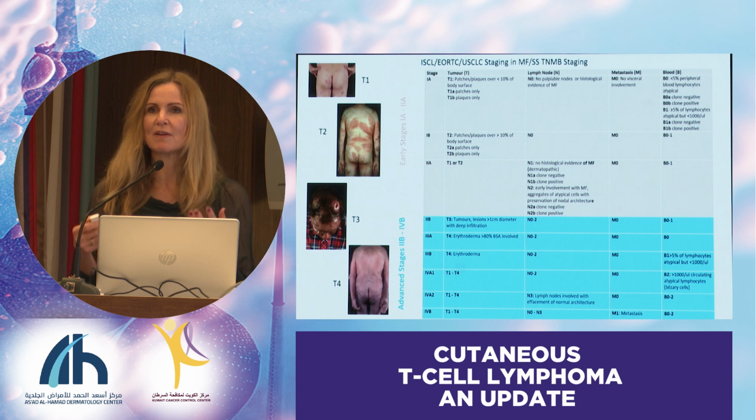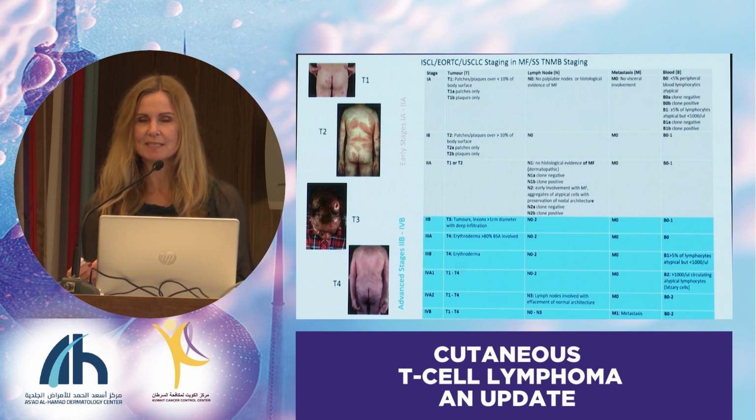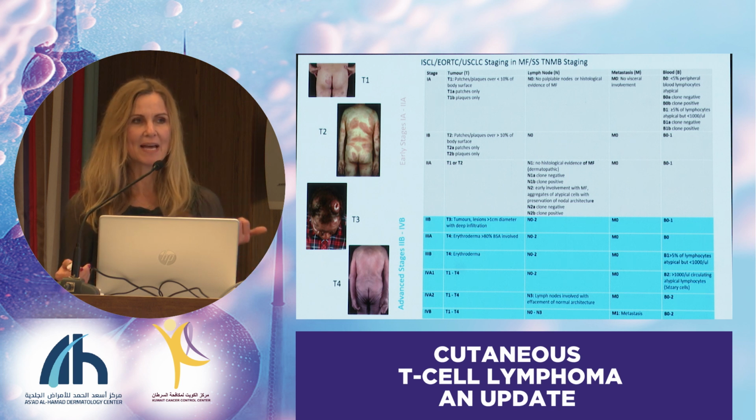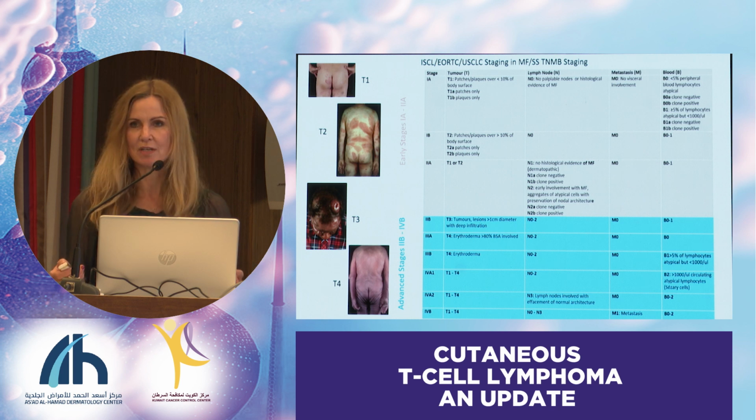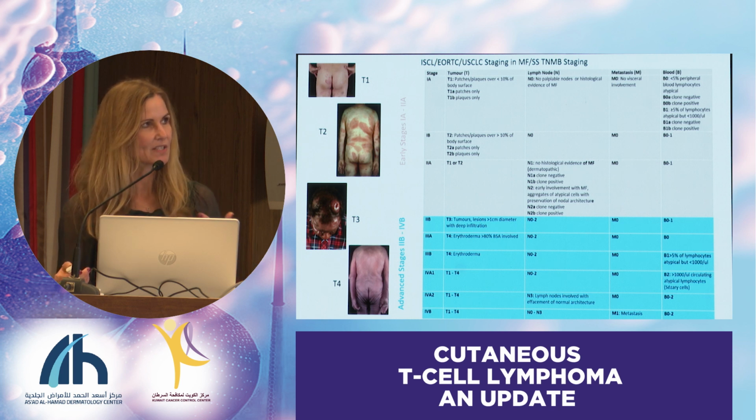So if we concentrate first on the early stage patients, 1A are patients with less than 10% patches and plaques. They can have low-level blood involvement, but they have no nodal involvement. So N0, but they can have B1.